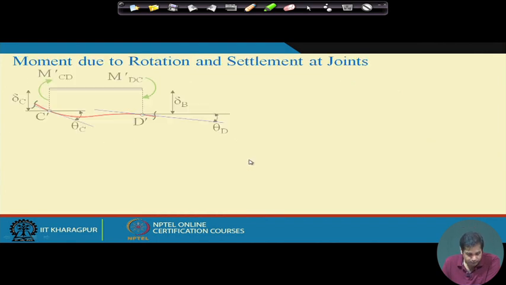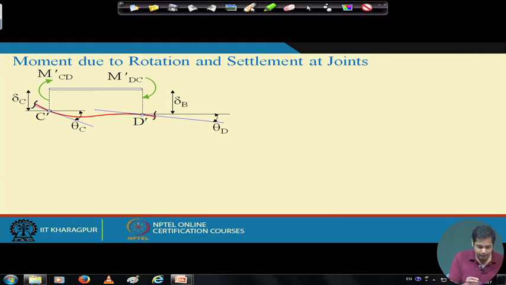Next we discuss how to determine the moment due to rotation and settlements. Now this is the moment due to rotation and settlement. Here we have a contribution from theta C, then a contribution from theta D, and then a contribution from the support settlements delta C and delta D.